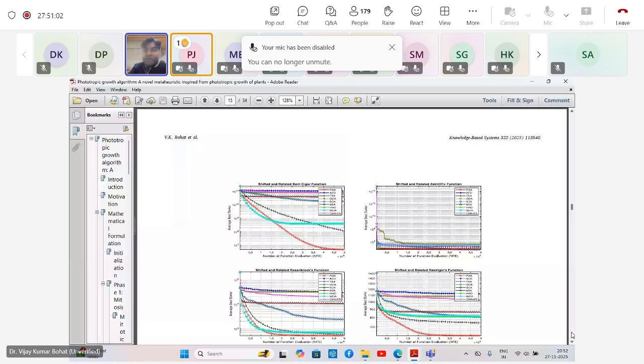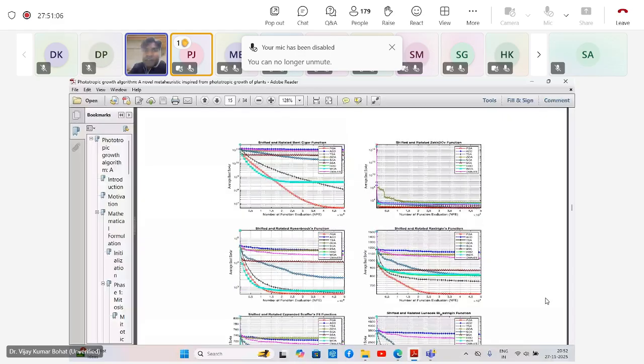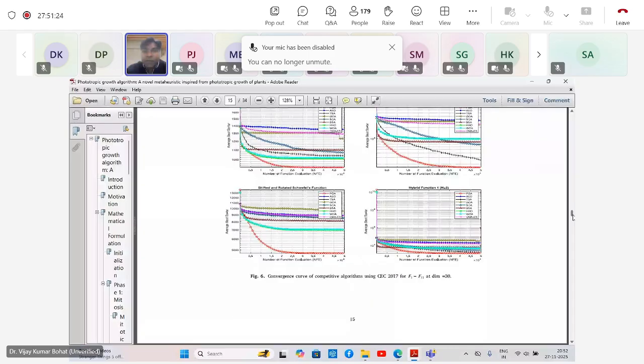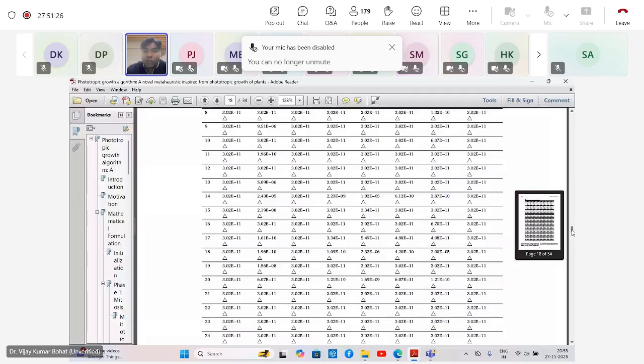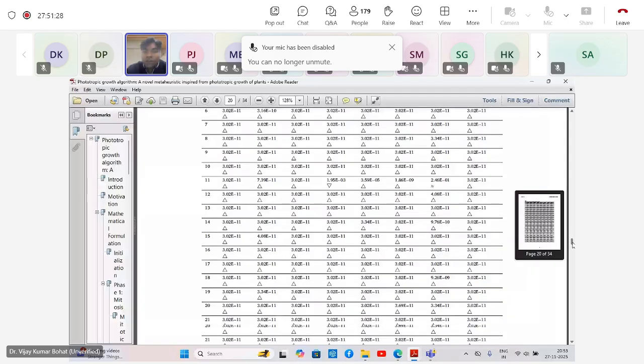Like these are the convergence curves, and we can easily observe that the exploration-exploitation phenomenon of PGA is better than other algorithms in the majority of the functions. The red one is denoting the phototropic growth algorithm, and the other colored curves are denoting other algorithms. We also tested these algorithms on engineering problems, and we have found good results in engineering problems also.